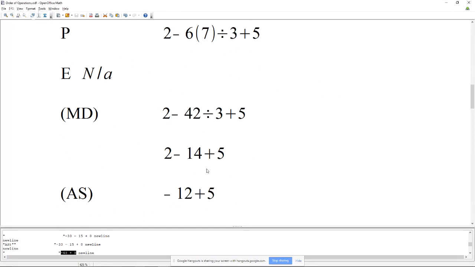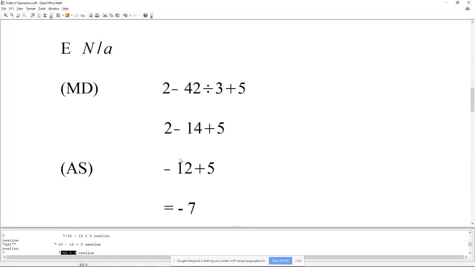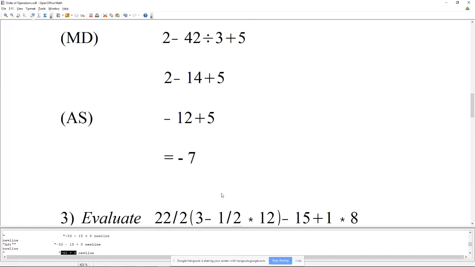So what is the correct way to do this, David? Well, it's just in order. You just do 2, and then you take a negative 14, leaving you negative 12, plus 5 is negative 7. There you go. So the correct answer to this is negative 7. Okay, let's go to the next one. The next one's, again, going to be a little bit more difficult.